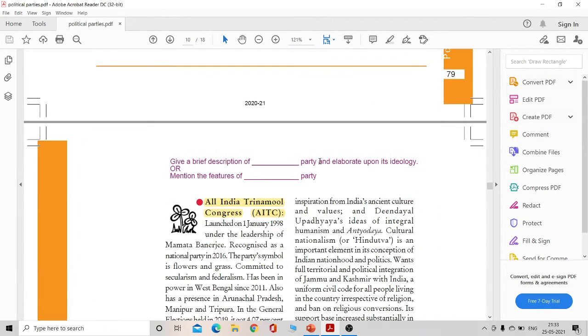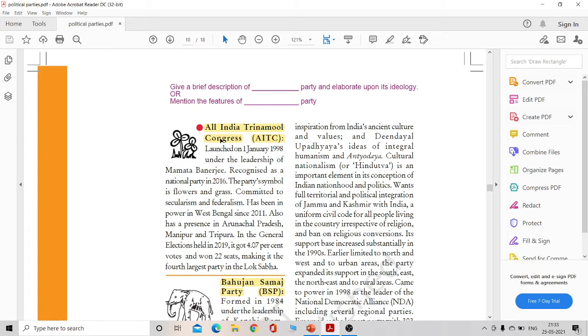Now, a very direct question, you can call it easy also, because it's given in the book, in the sense that you can get questions on any one of the political parties. So how does the question come? Give a brief description of AITC, Trinamool Party, or Bahujan Samaj Party, or BJP, or Congress Party, and elaborate upon its ideology.